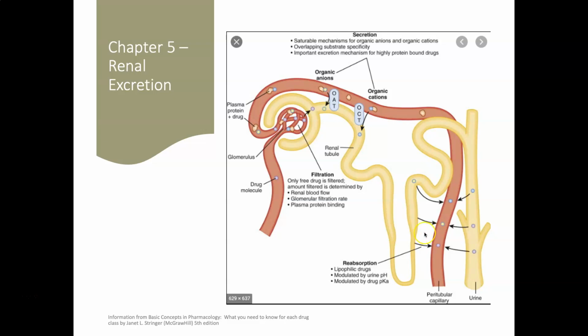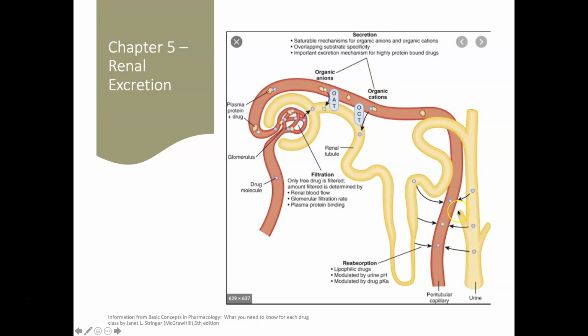So what do you need to know? You need to know the three processes. Number 1, filtration. Number 2, secretion. Number 3, reabsorption. You need to know that in filtration, if it's too itty-bitty, it's going to miss filtration, and you hope it's caught in secretion. Secretion tries to catch anything that's highly protein-bound and put it back into the urine.